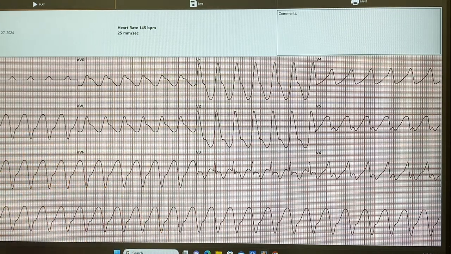The rate. Let's see. So I have 8 small boxes. It's 8. Okay. Let me tell you why I don't like counting the R's for a 12 lead. This is not a 6-second strip. That only works for the 6-second strip, and then you add a 0 at the end. Then your numbers are always going to be 50, 60, 70, 80, 90. That is inaccurate, right? So I have 8 small boxes.